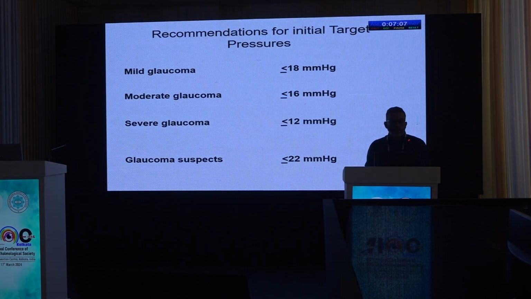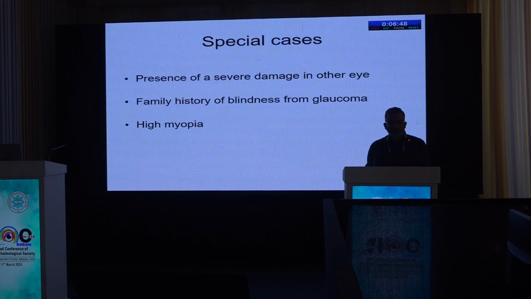A broad recommendation would be, for a mild glaucoma, you set it around 18 or below. For a severe glaucoma, below 13. Below 13, it is seen that progression is very, very slow or next to none. If it's just a glaucoma suspect, then you can even give a higher range of intraocular pressure.